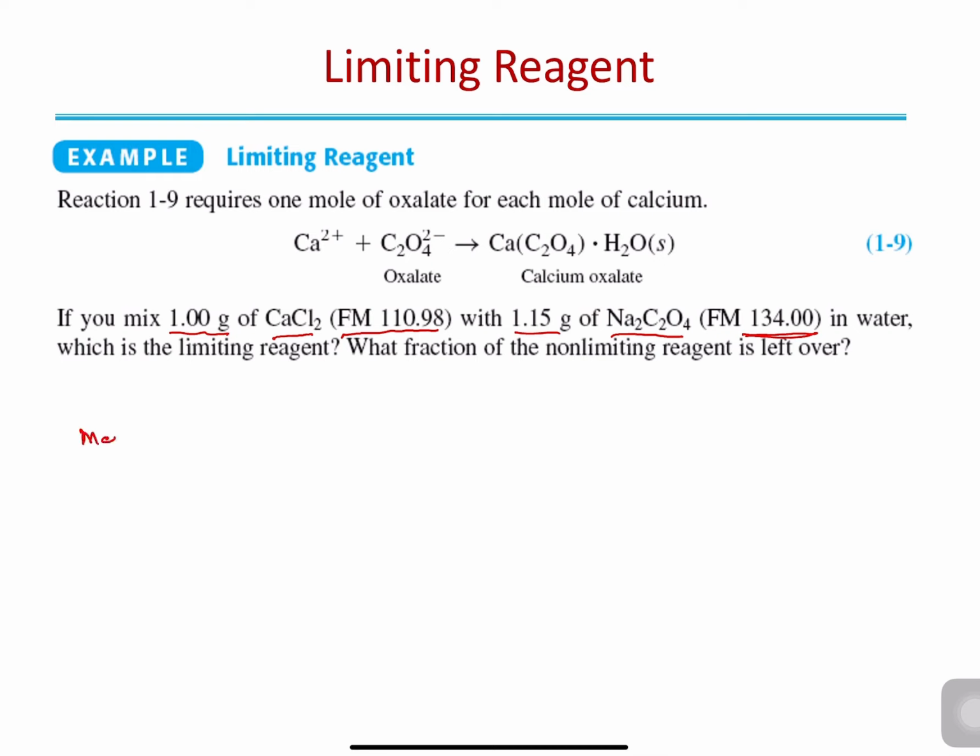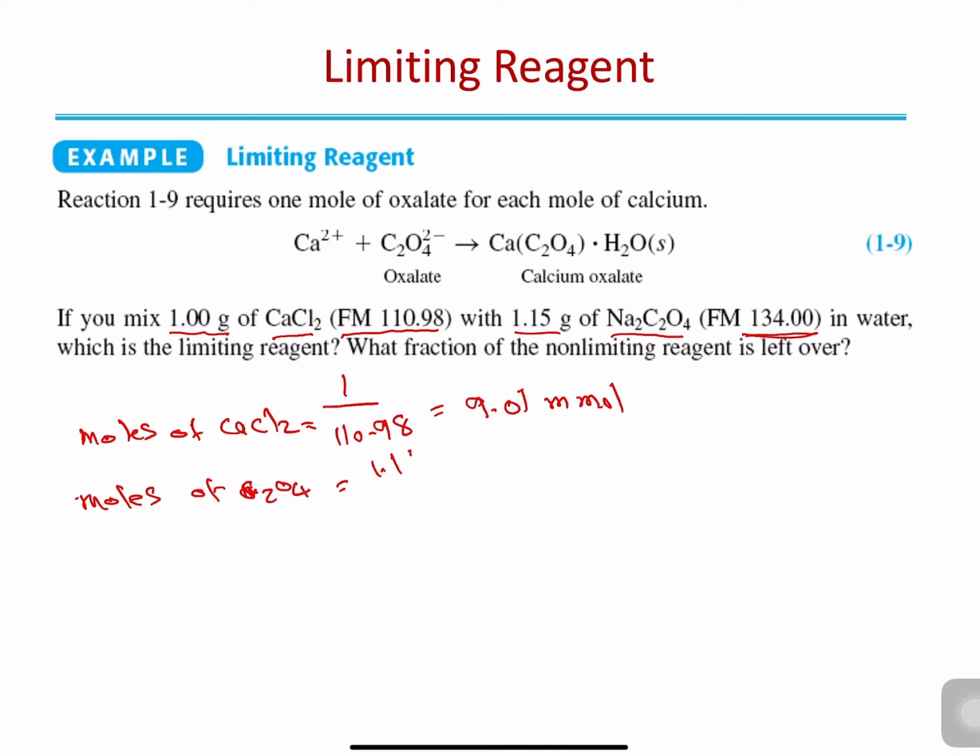So moles of calcium chloride in the reaction will equal weight over molecular mass, so 1 over 110.98, which will give you 9.01 millimole of calcium, and the moles of sodium oxalate will equal 1.15 over 134. So that will give you 8.58 millimole.